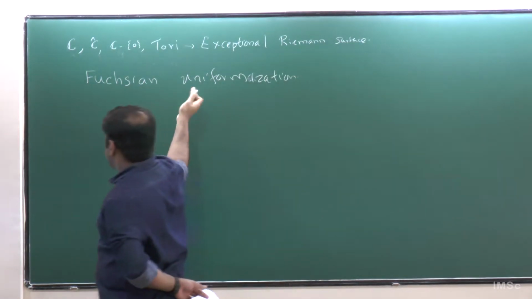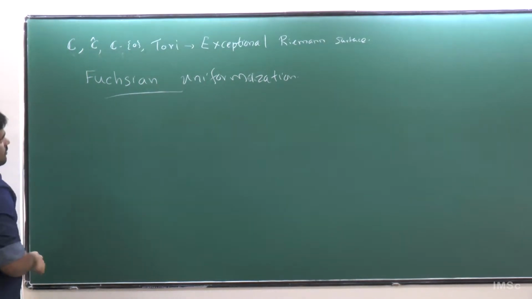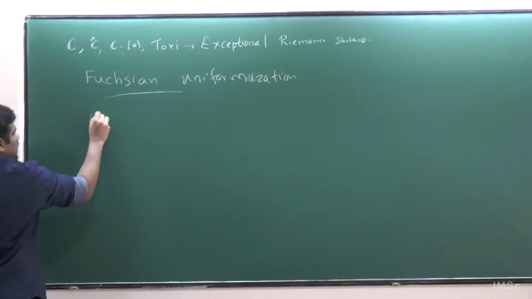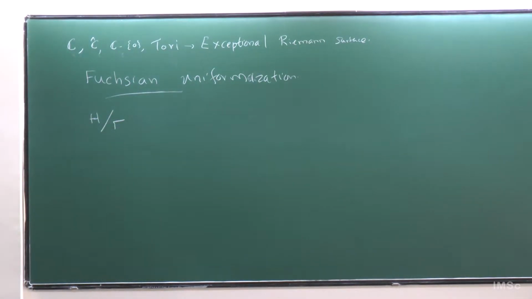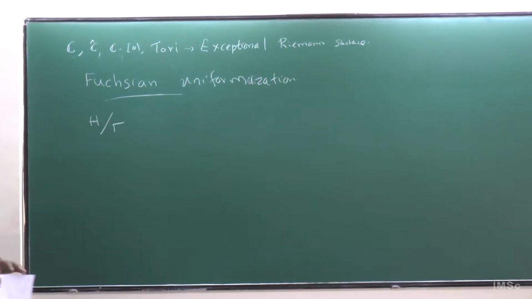So this is the Fuchsian uniformization theorem statement. Any Riemann surface that is not of an exceptional type, you can obtain from the upper half plane by moding out with an appropriate group gamma. Now let me explain what gamma is.